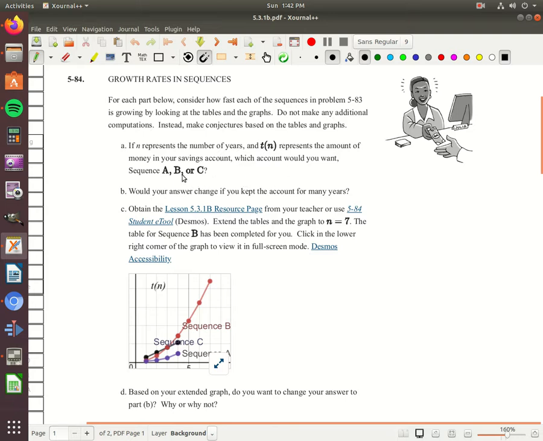Well, I'm guessing a lot of people probably pick B, right? It's definitely curving the most and it's definitely winning. I hope you didn't pick A because it had already gotten passed by B. Will C eventually catch B?